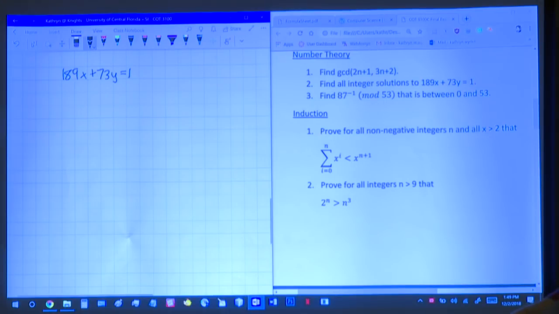Okay. So 189 equals 2 times 73 plus 43. 73 equals 1 times 43 plus 30. 43 equals 1 times 30 plus 13. 30 equals 2 times 13 plus 4. 13 equals 3 times 4 plus 1. And then we would rewrite all of those.